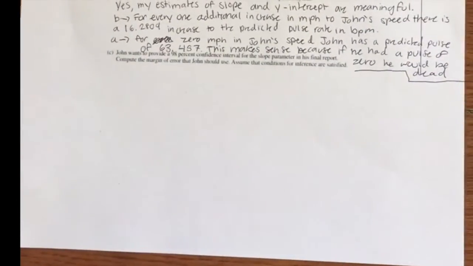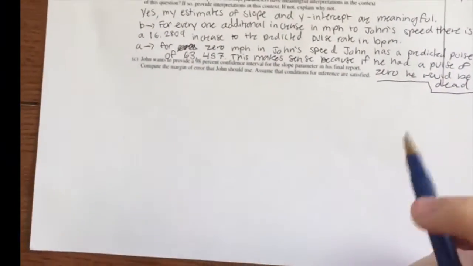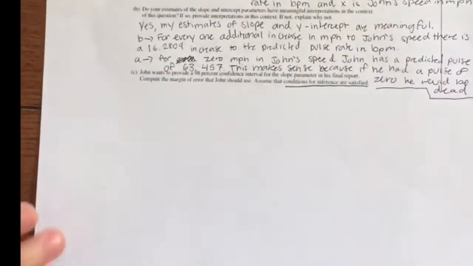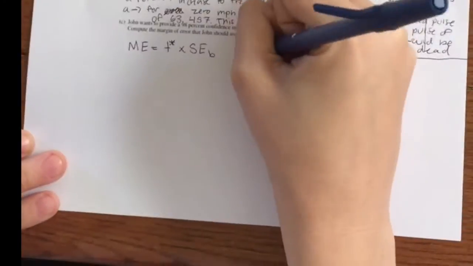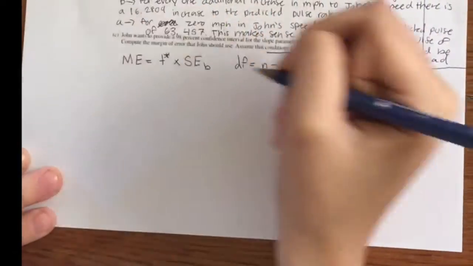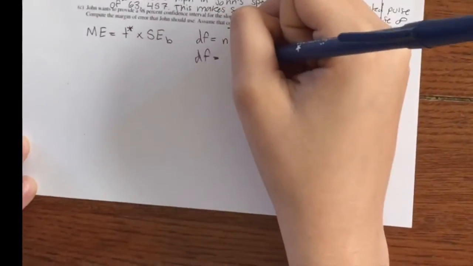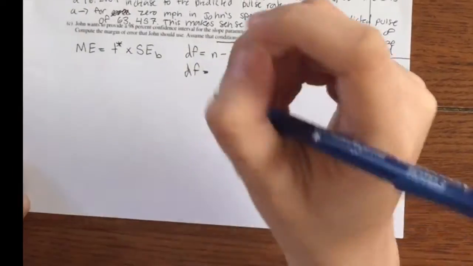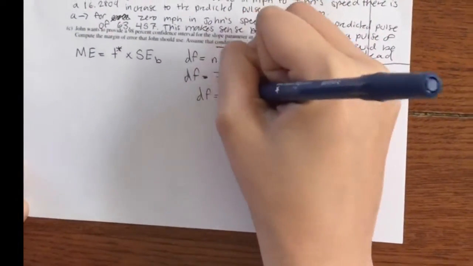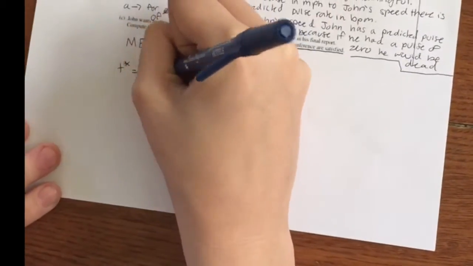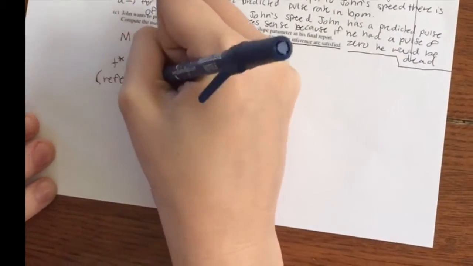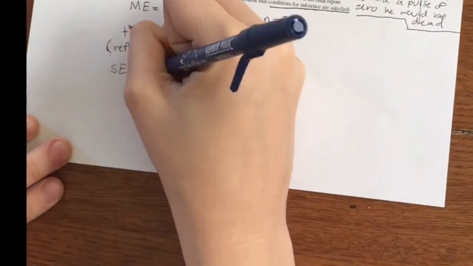For part C of the AP problem, we're trying to find the margin of error John should use for his report. The conditions were said to be satisfied, so we don't need to do linear, independent, and so on. We're going to use the margin of error formula, which we've written out for you below. For that, we need to find the t-critical value, which means we need to find the degrees of freedom. So we're going to do n minus 2. We can find n by looking at the plot above, and there are 7 dots, which means that there are 7 samples. 7 minus 2 is 5 degrees of freedom.